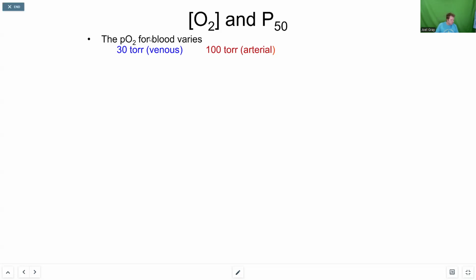Now, PO2, the partial pressure of O2, is basically the concentration of that oxygen in a particular environment. So in the veins, the partial pressure of O2 is approximately 30 torr, whereas in the arterial blood, it's about 100 torr. Now, myoglobin shows absolutely no cooperativity.